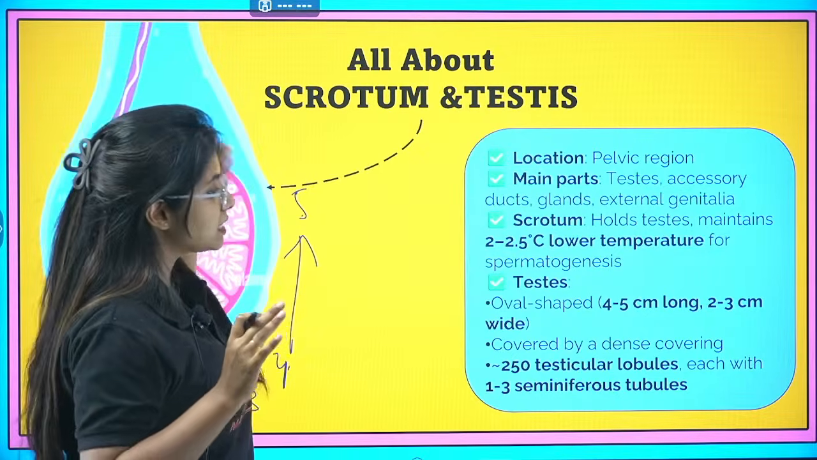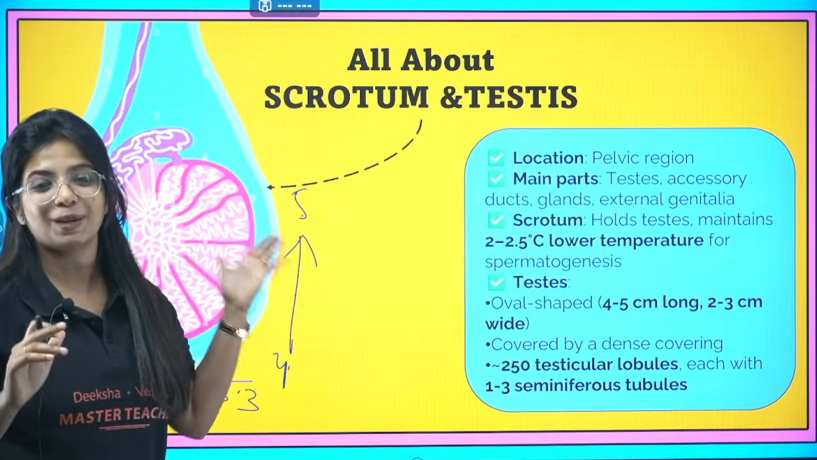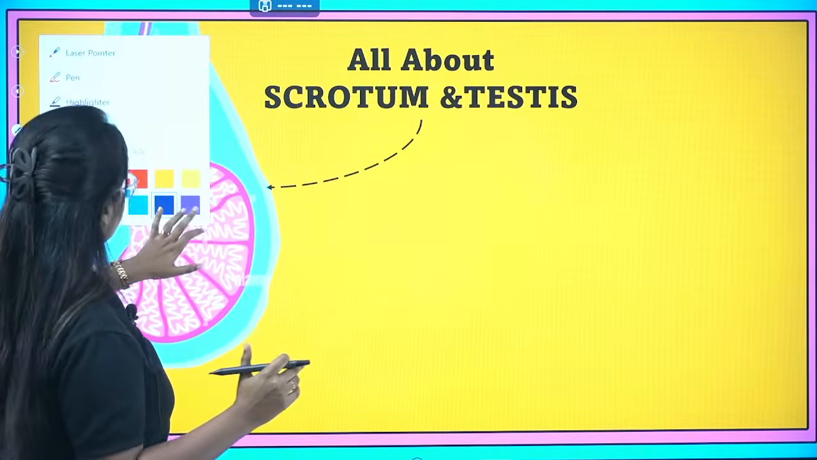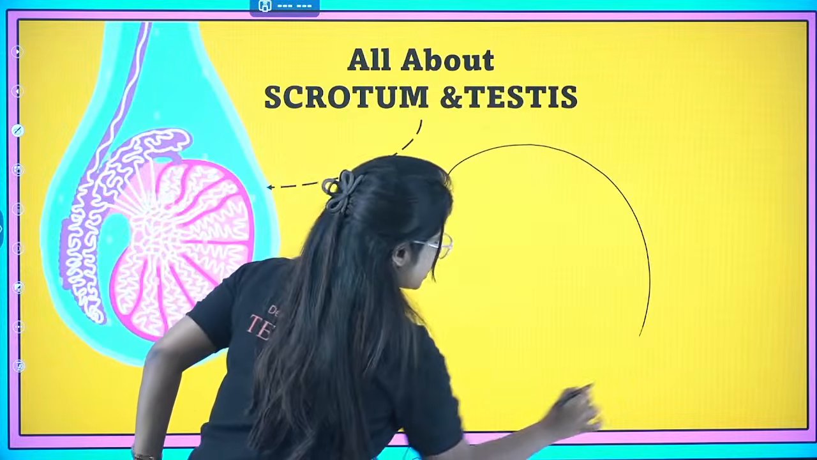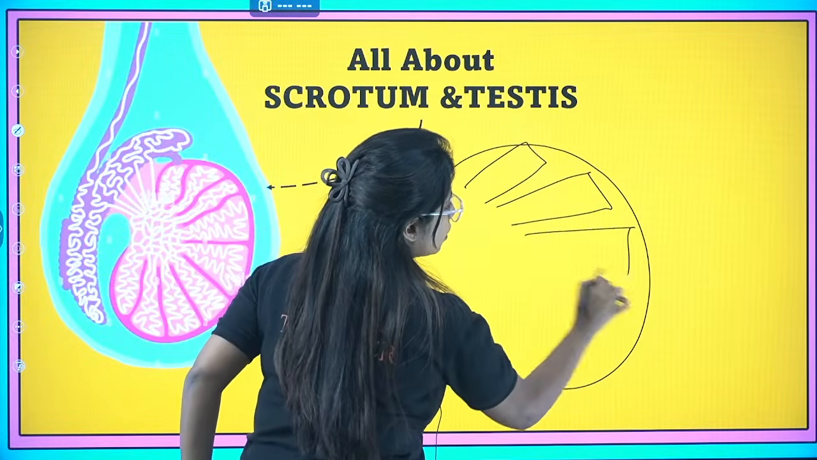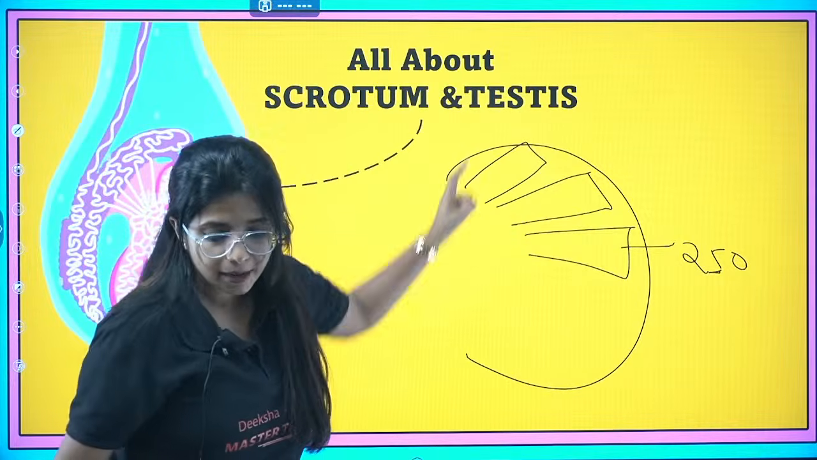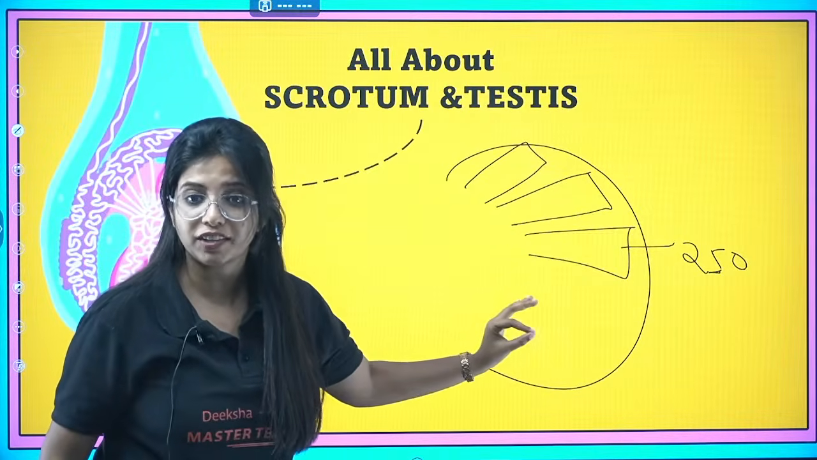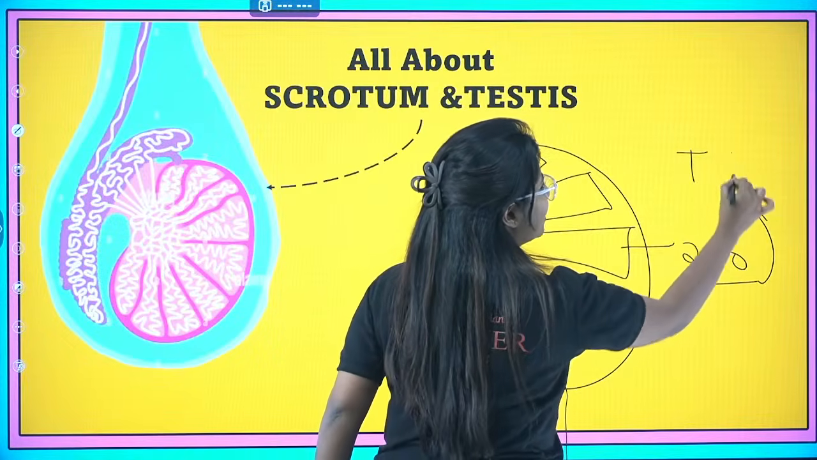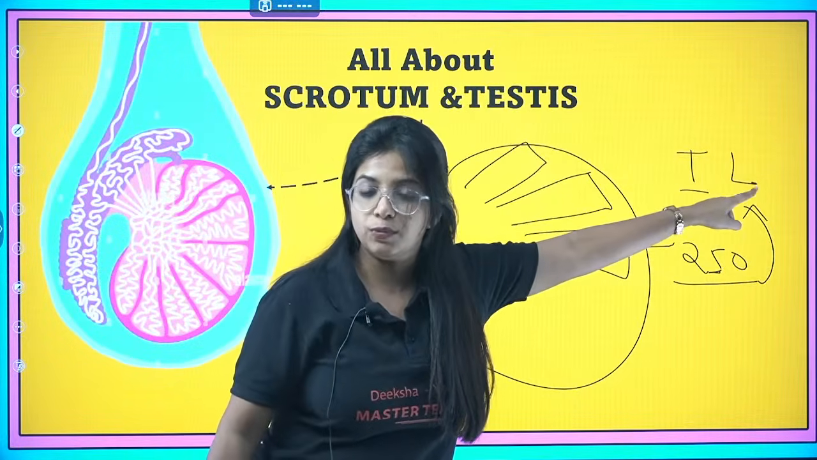Okay. Now getting inside the testis, what do you have? You have testicular lobules and you have seminiferous tubules. Now for that I need to make a diagram and I'll show you. So this is the testis. Assume that there are almost 250 compartments like this. 250 of them are there. And what do you call them? You call them team lead. I remember it like this: team lead means testicular lobules.